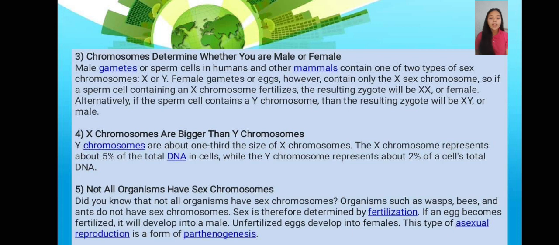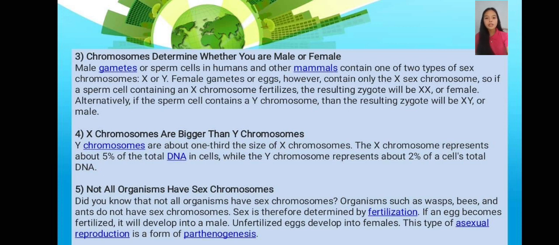And number 5, not all organisms have sex chromosomes. Did you know that not all organisms have sex chromosomes? Organisms such as wasps, bees, and ants do not have sex chromosomes. Sex is therefore determined by fertilization. If an egg becomes fertilized, it will develop into a female, and unfertilized eggs develop into males. This type of asexual reproduction is a form of parthenogenesis.